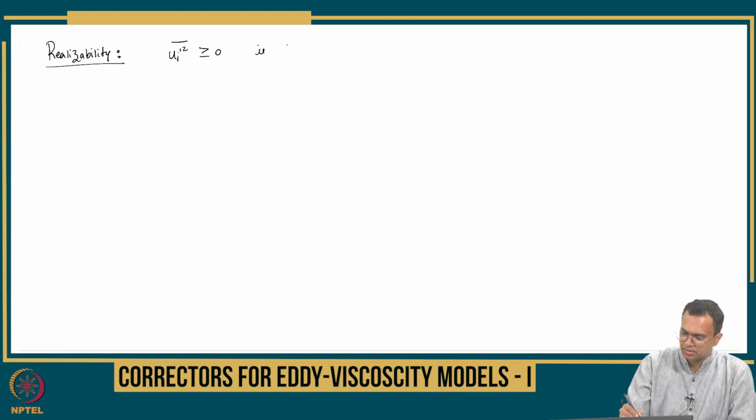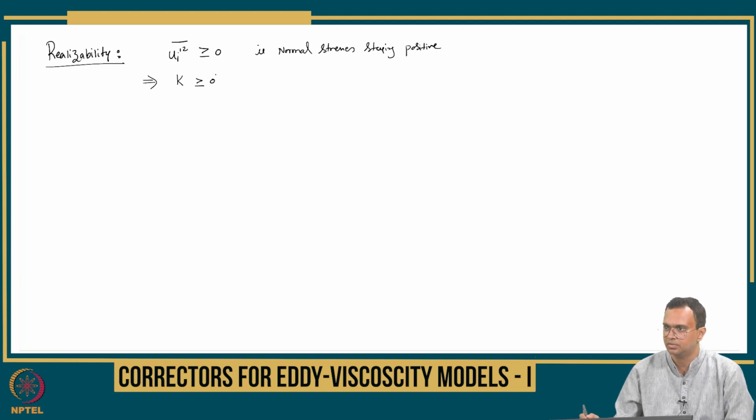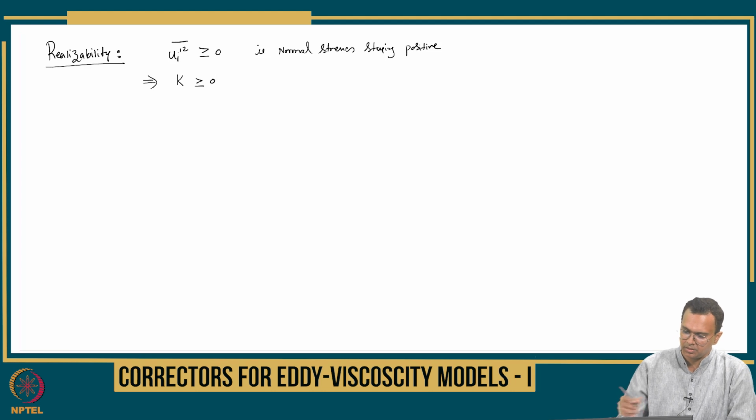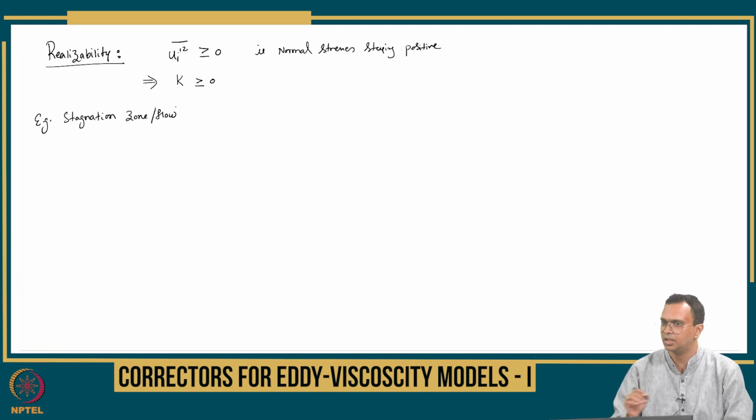Normal stresses staying positive. This of course would make the turbulence kinetic energy stay positive everywhere, right? And one issue we saw was that you can actually get into certain flows where locally these normal stresses can go negative. One example was the stagnation zone, or stagnation flow, impinging flows like a jet impinging on a plate and so on.